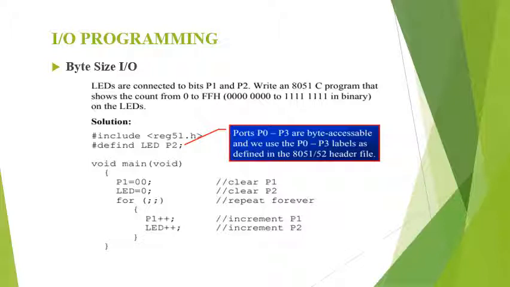And then a for loop is used without any condition, since the counting from 00 to FF has to be done continuously. And then in the for loop we are incrementing port 1 and port 2. So P1++ is used to increment port 1, and the label LED is used to increment port 2, LED++.